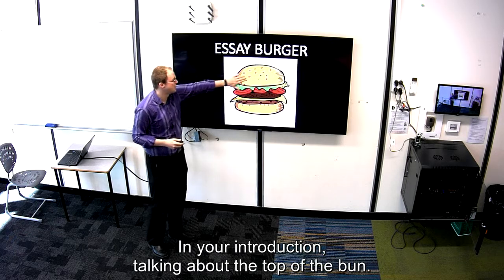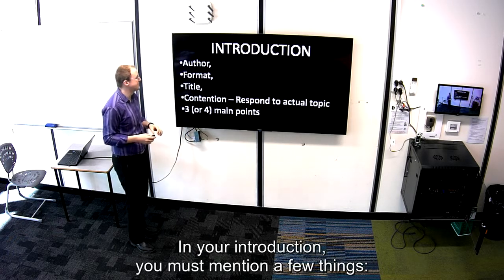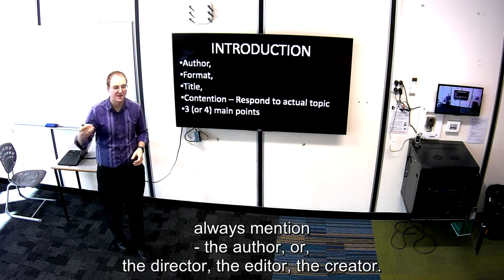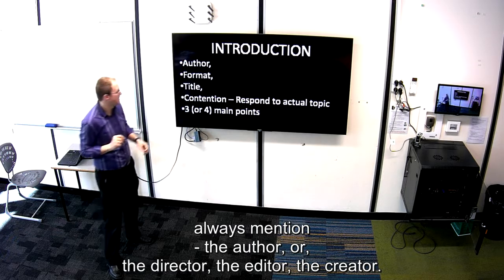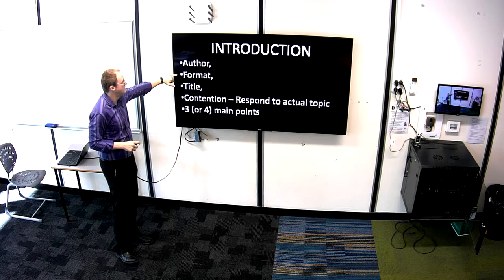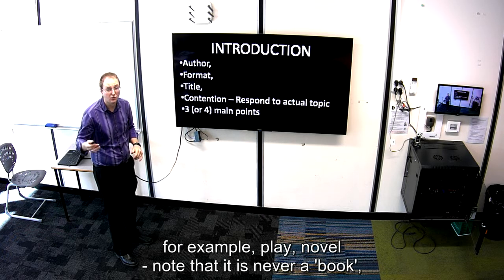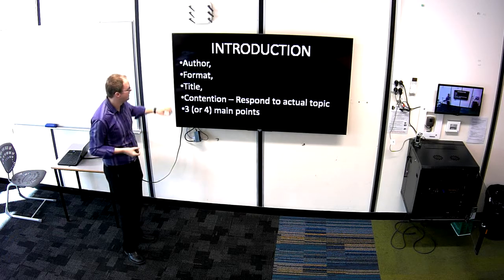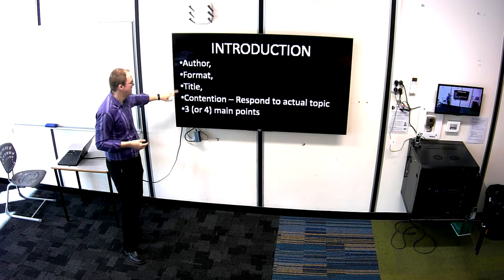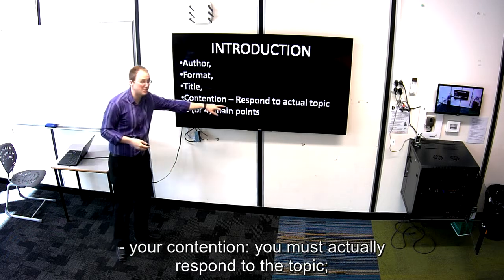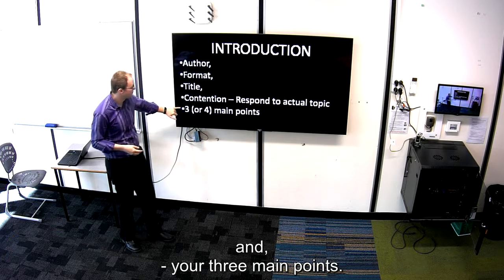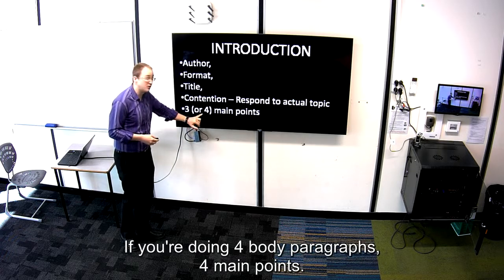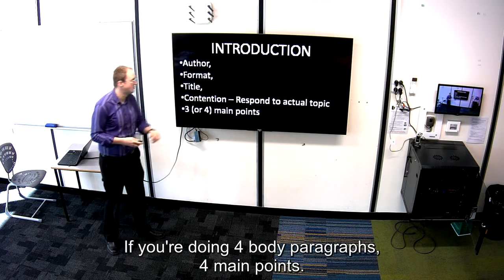In your introduction, talking about the top of the bun, you must mention a few things. Always mention the author or the director, the editor, the creator. You must always say the format. For example, play, novel. Note that it's never a book. And film, note that it's never a movie. The title, pretty easy. Your contention, you must actually respond to the topic. And your 3 main points. 3 main points would be 3 body paragraphs. If you're doing 4 body paragraphs, 4 main points.